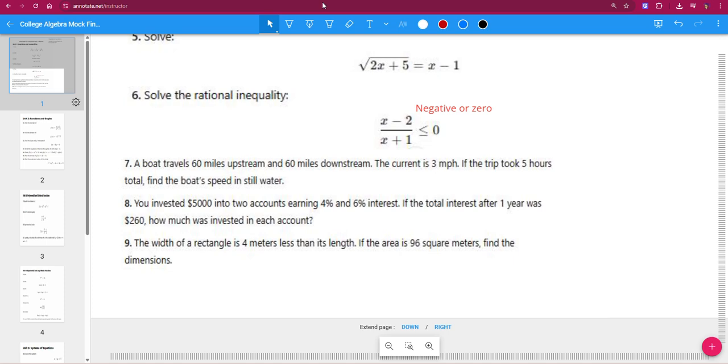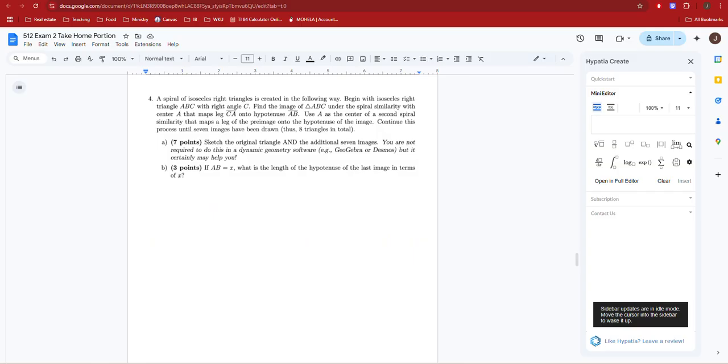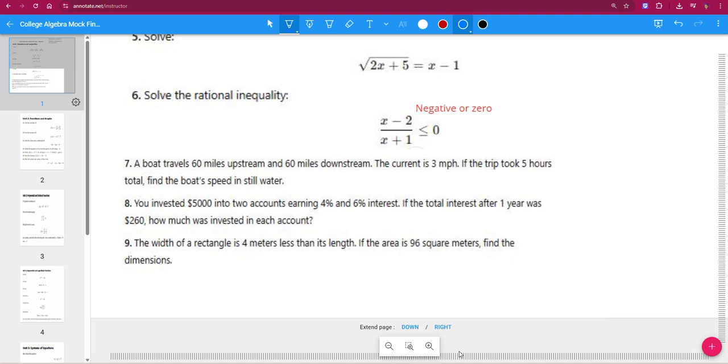Number 7 is pretty tricky, so make sure you pay good attention. A boat travels 60 miles upstream. Sorry about that. I'll try to open a tab. So when we're working on one like this, we should see that it says there's 60 miles upstream and 60 miles downstream. The current is 3 miles per hour. The trip took 5 hours in total. And what's the boat speed in still water?